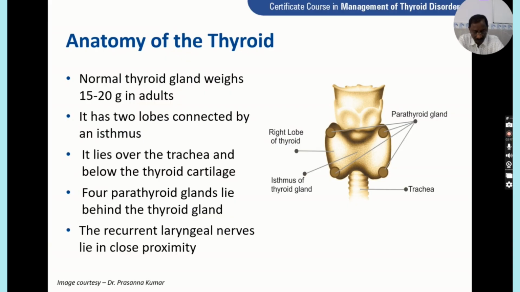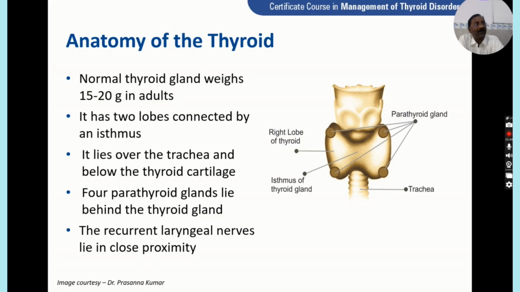It has two lobes, the right lobe and the left lobe, connected with the isthmus, a dumbbell-shaped organ, over the trachea and below the thyroid cartilage. It also has four parathyroid glands. They lie behind the thyroid gland. They also play a major role in your calcium metabolism. The recurrent laryngeal nerves lie in close proximity.